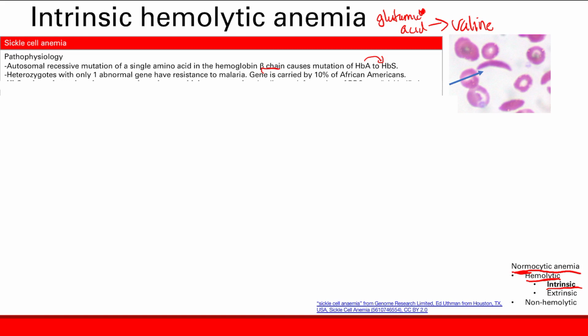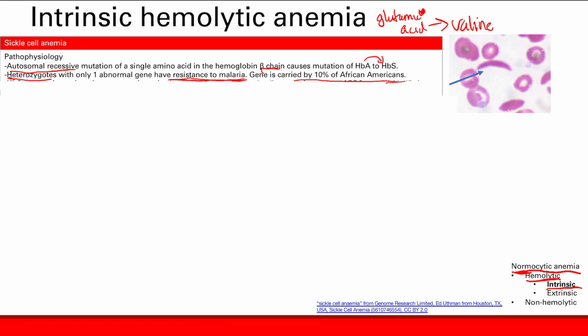Now the thing is, remember, this is an autosomal recessive problem. So you need mutation in both of your genes to get sickle cell anemia. If you're a heterozygote and you only have a mutation in one of these genes, you actually have resistance. Well, this gene in general gives you resistance to malaria, and you only need one of it to get resistance. So that's why this gene is carried by 10% of African Americans, because it was a protective effect.